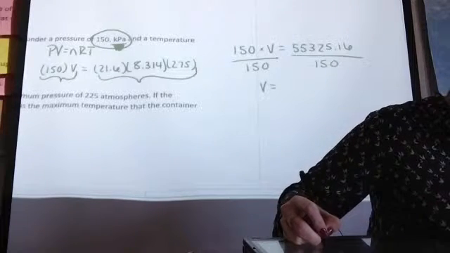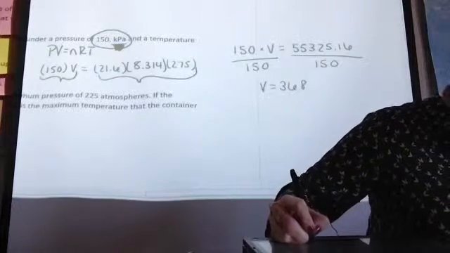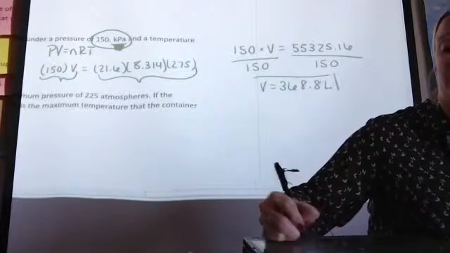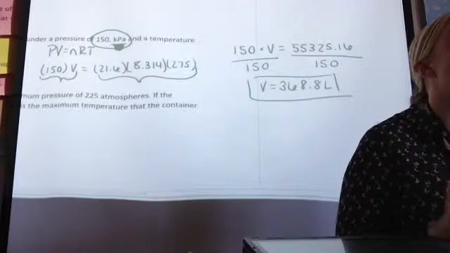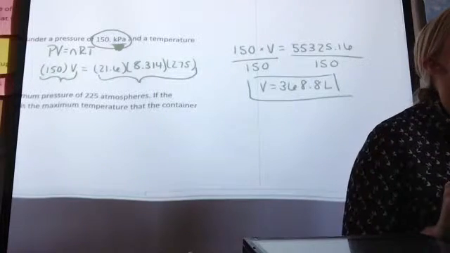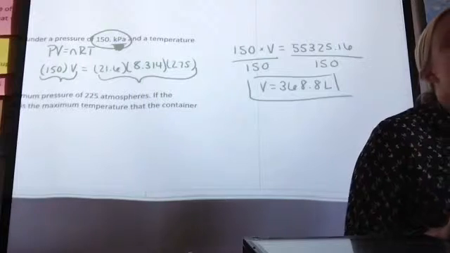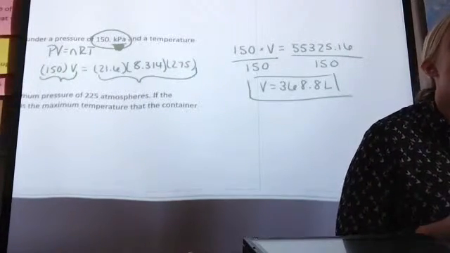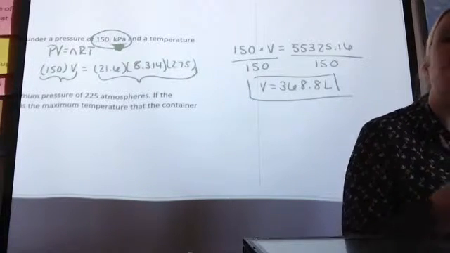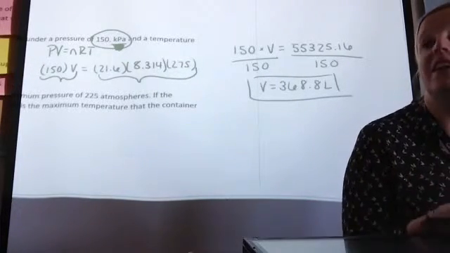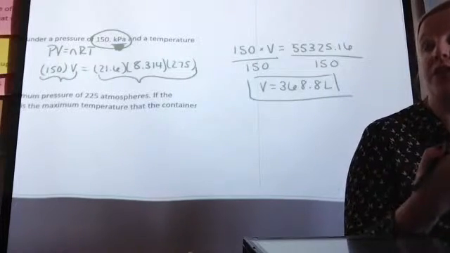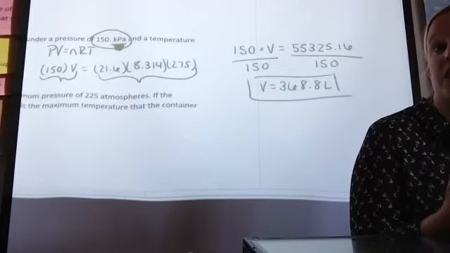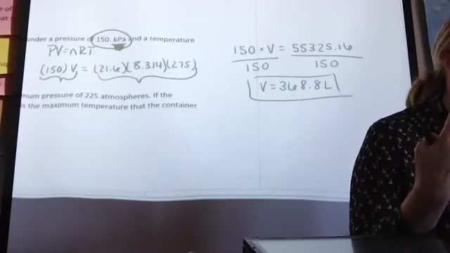The volume is equal to 368.8 liters. For an ideal gas law, the volume is always in liters, the temperature is always in Kelvin, the number of moles is always in moles, obviously, and the pressure is determined either by which gas constant you use or what they give you, okay? But it can only be atmospheres, ATM, millimeters of mercury, which is mmHg, or kilopascals, which is kPa.